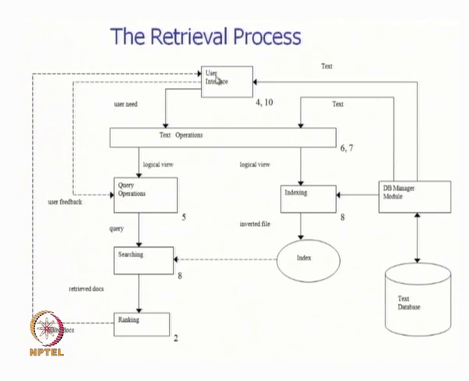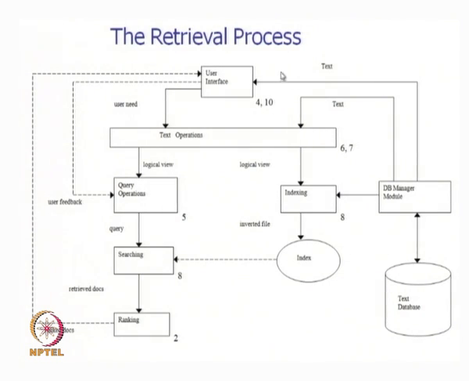The user, based on the ranked documents, can give a feedback which can come to the query box again, and then again the search process would begin. So, this looping can happen until the user is satisfied with the retrieval. In practice, whether this happens or not is a separate question, we will discuss this later.